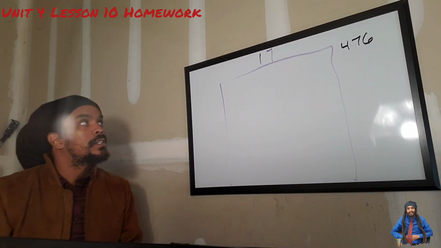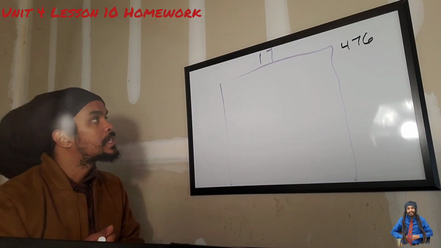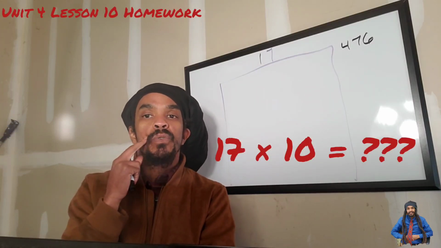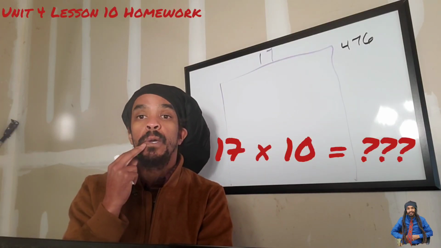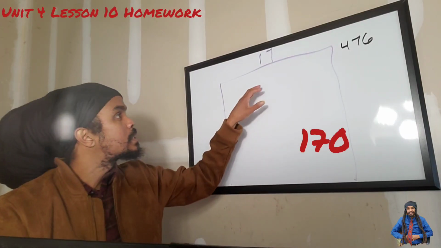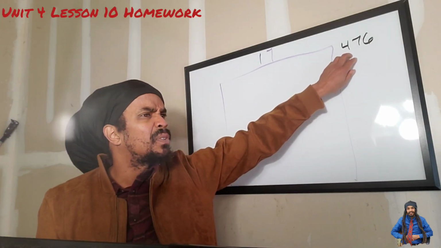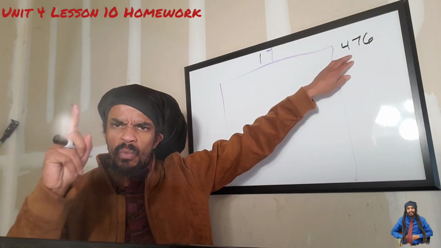All right, so now let's think to yourself. 17, let's think about powers of 10. 17 times 10 equals what? You should be thinking 170. Okay, 170 is a nice piece we could take out of here. But couldn't you take out more than just one 170?